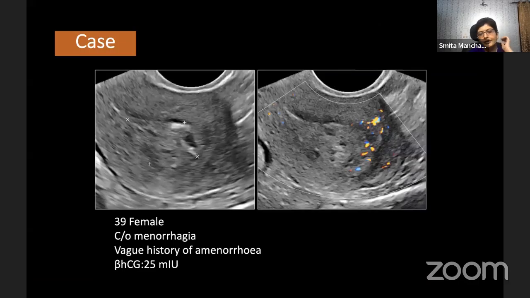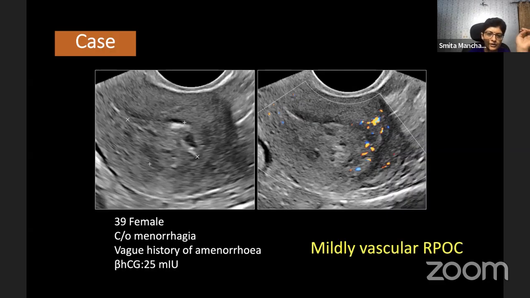Another lady, 39-year-old, complaining of menorrhagia. Now she also gave a vague history of amenorrhea. Beta HCG when it was done was 25 milli-international units. So what we are seeing is the endometrial cavity. This is what we really need to identify on real-time imaging also, whether the lesion is within the endometrial cavity or it is extending out into the myometrium. So that is the basic difference between a retained product of conception and the GTN.